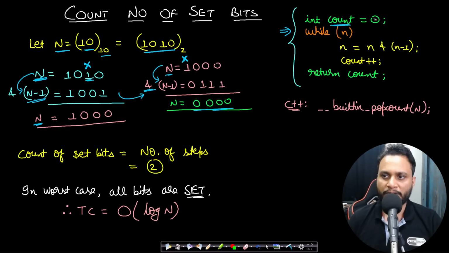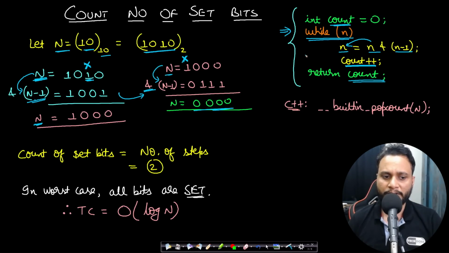You can keep a count equal to 0 and you can run a while loop until your n value becomes 0, and you can continue to AND n with n minus 1 and reassign it as the new n value and continue to count the number of steps you took. So in every step, you are removing the least significant set bit, and then finally we return the count of set bits. This is how we can count the number of set bits.